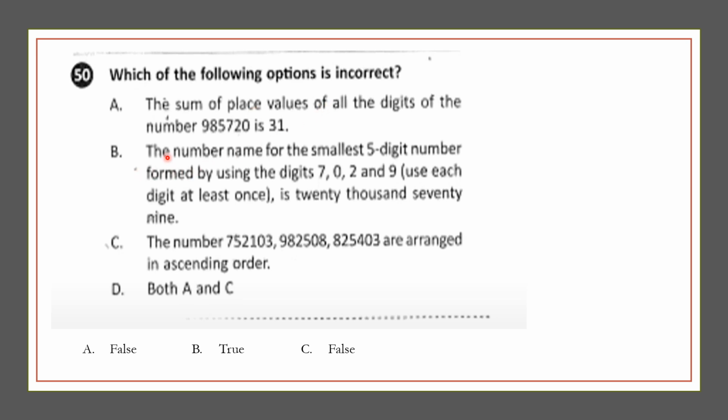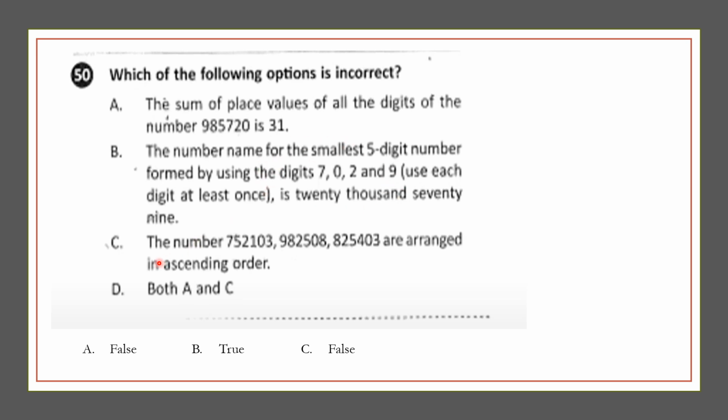Now let's see B. The number name for the smallest 5-digit number formed by using the digits 7029, use each digit at least once, is 20,079. So the smallest 5-digit number will be 20079, which is 20,079. So this statement is true.